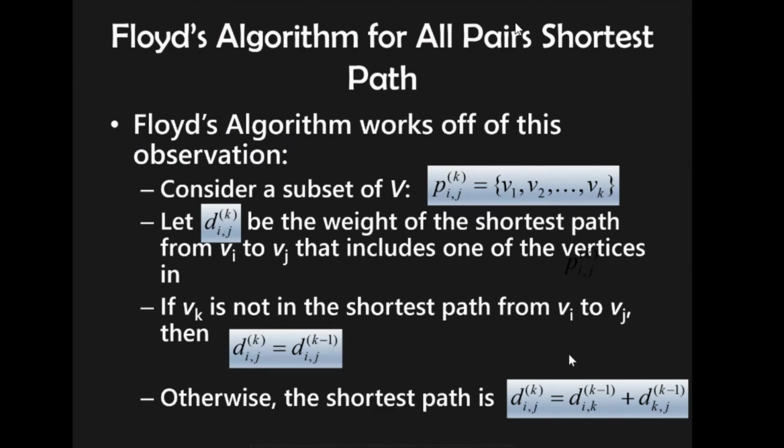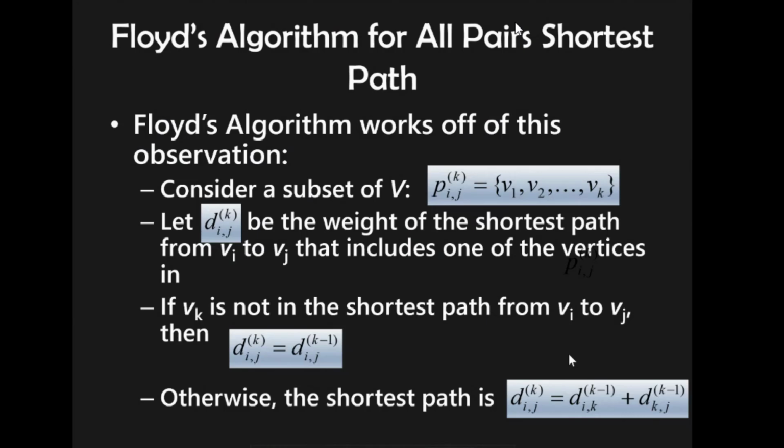Floyd-Warshall algorithm. For the case where you have to find the shortest path between all pairs of nodes. In Dijkstra's, we can only find the shortest path from a single source node to all the other nodes. But Floyd-Warshall's main advantage is that we can find all-pairs shortest paths. So how does it work?